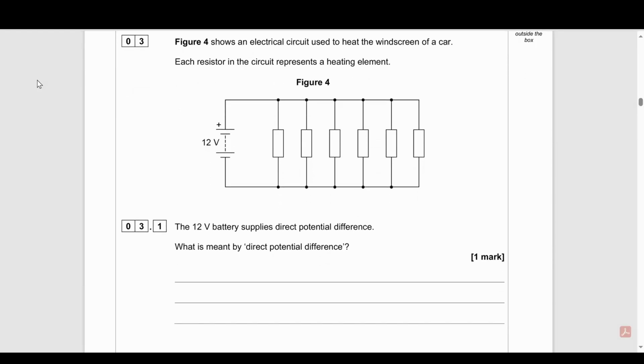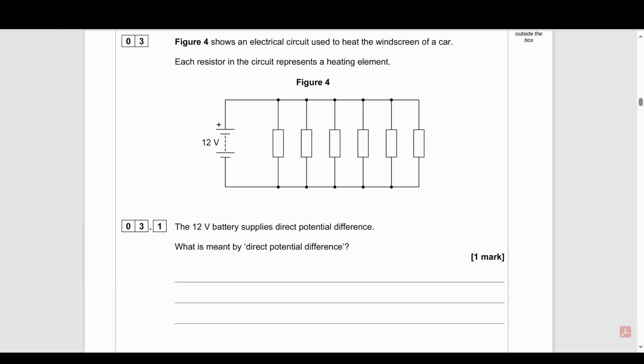Question 3. Figure 4 shows an electrical circuit used to heat the windscreen of a car. Each resistor in the circuit represents a heating element. So looking at the circuit, we have a 12-volt battery, and then we have 6 resistors all in parallel to each other.